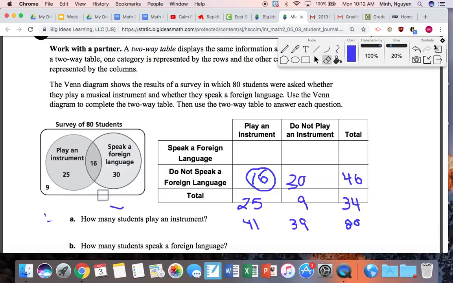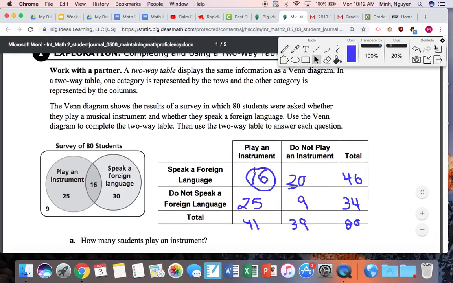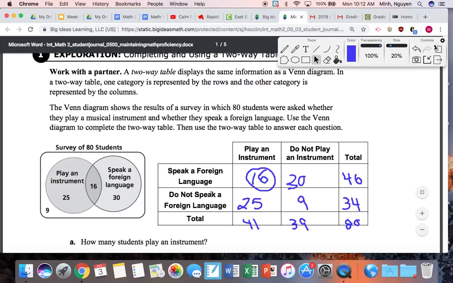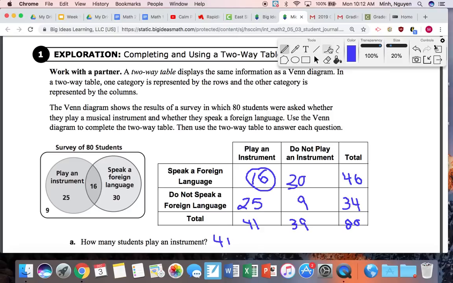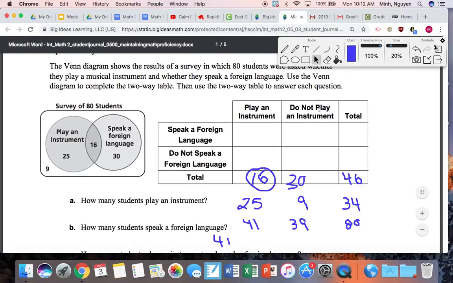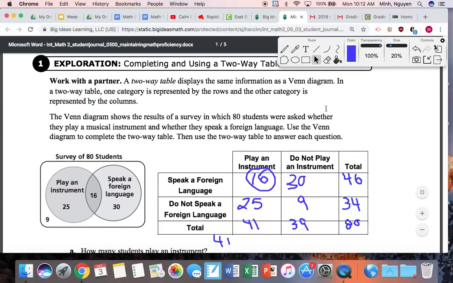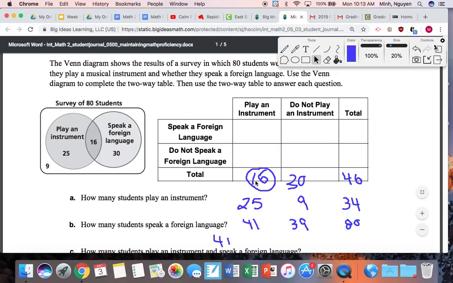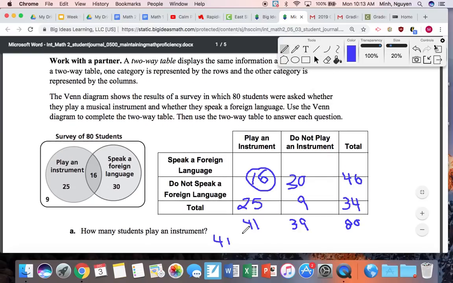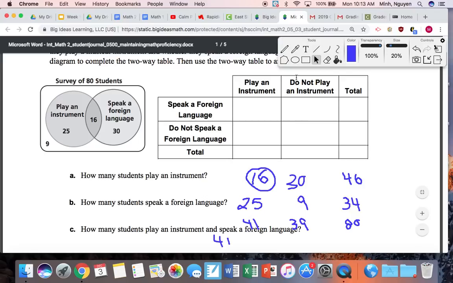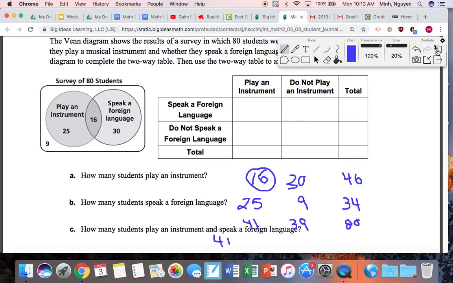How many students play an instrument? Well, how many students play an instrument? Does it matter if they speak a foreign language? No, it does not matter at all. We don't really care about this. We just want to know how many play an instrument. The answer is 41. How many students speak a foreign language? How many speak a foreign language? Right here, 46. So there are 46 students who speak a foreign language.